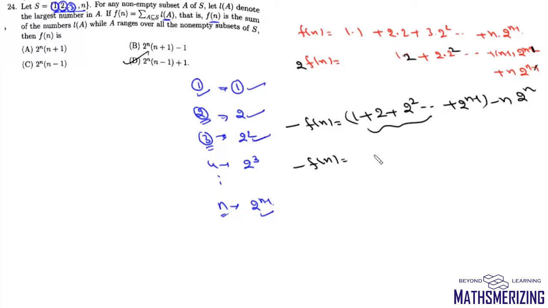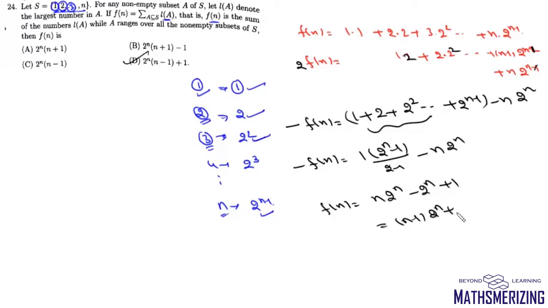Now this is nothing but a GP, so it is a, r to the power n minus 1 upon r minus 1, minus n into 2 to the power n. We'll get Fn as n into 2 to the power n minus 2 to the power n plus 1. So it will be simply n minus 1 into 2 to the power n plus 1, and that's your option number D.